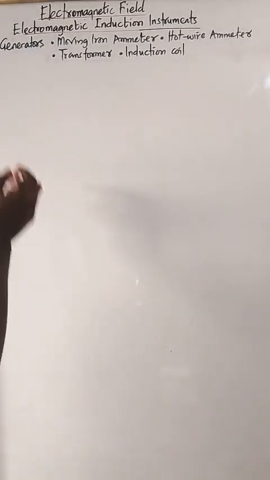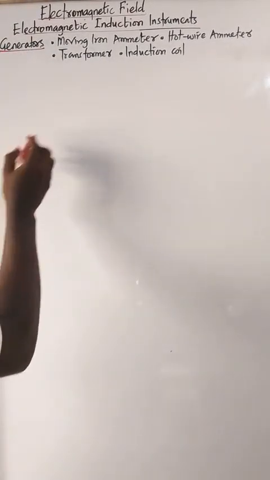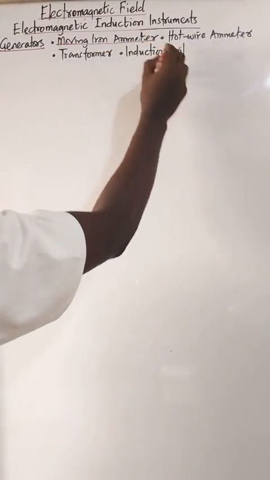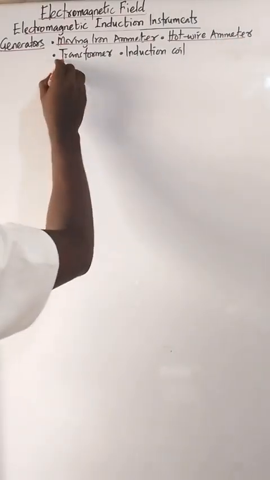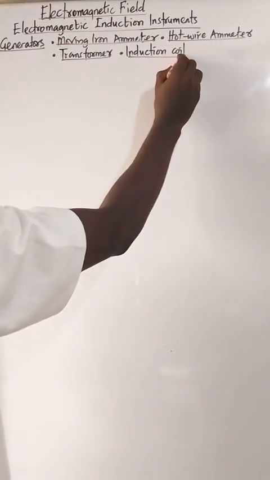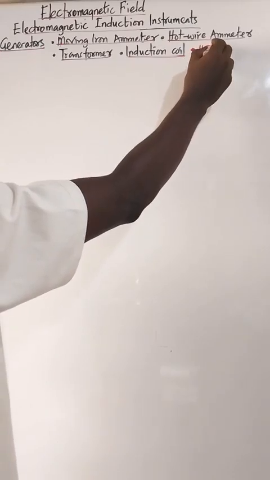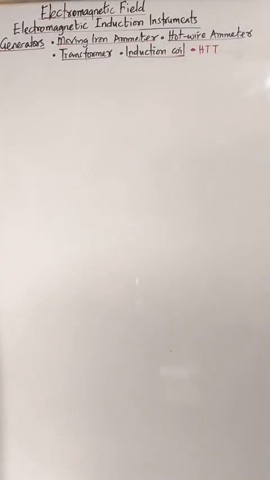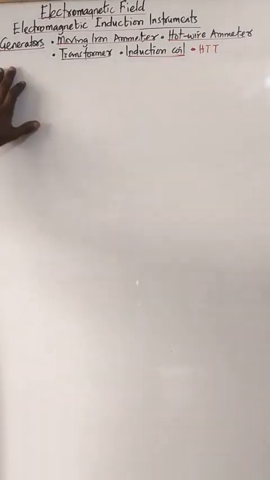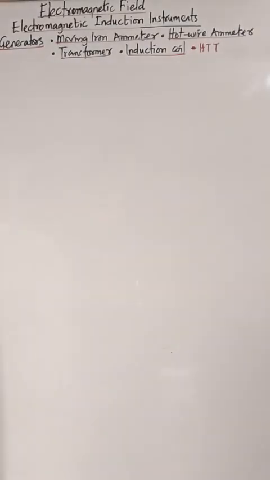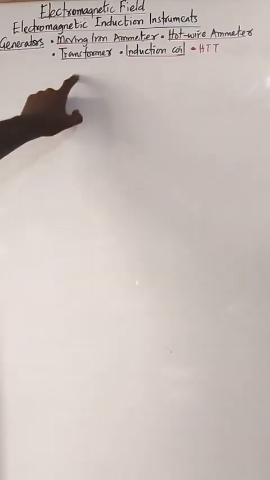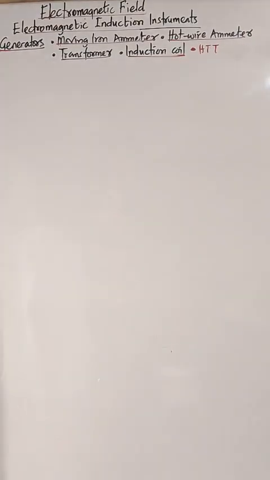Here we have some electromagnetic induction instruments, ranging from the generator, moving iron ammeter, hot wire ammeter, transformer, induction coil. Then we are going to talk about what we call HTT, high tension transmission. So we are starting with the generator. I think the ones that will take our time more will be generators and transformers. And this will be the end of electromagnetic field.